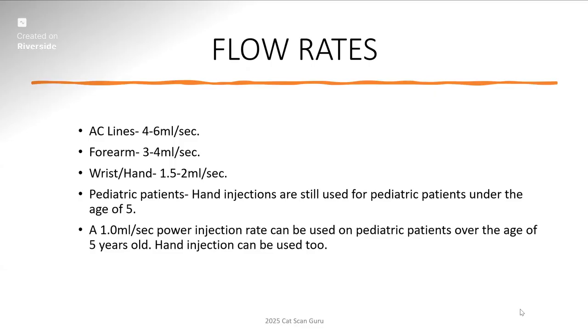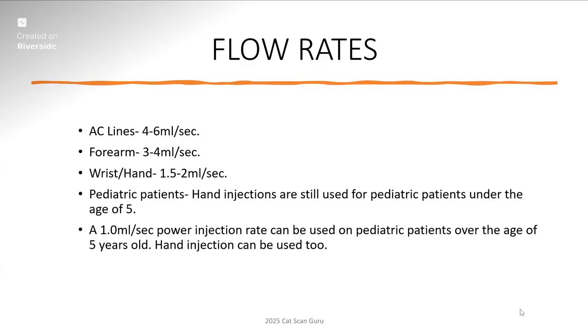Sometimes if we're doing an abdomen pelvis, neck with contrast, or a head with contrast, and they only have a wrist or a hand, you can get away with 1.5 to 2. I always tell my techs, use your best judgment. Whatever you flush it at will determine how fast or slow you're going to inject.